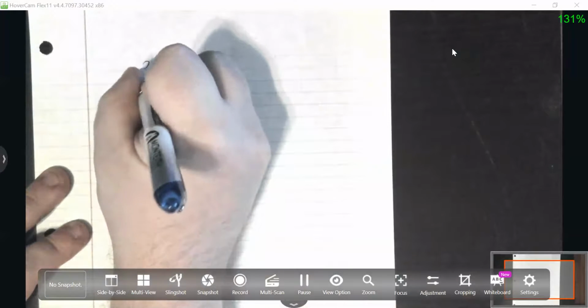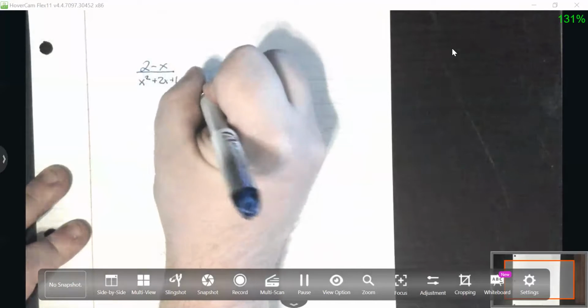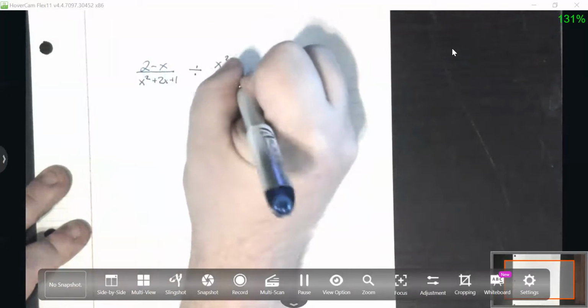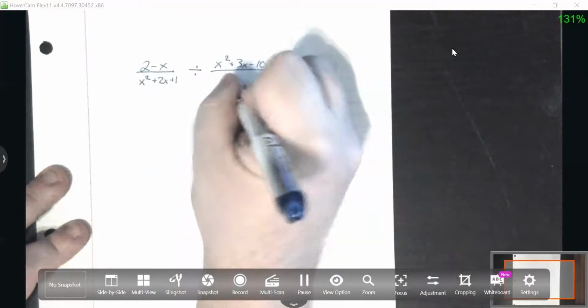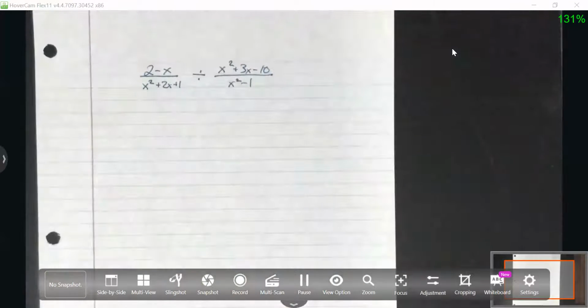So let's take a look at 2 minus x over x squared plus 2x plus 1, divided by x squared plus 3x minus 10 over x squared minus 1. All right, a lot going on this time. So first step is to factor everything.